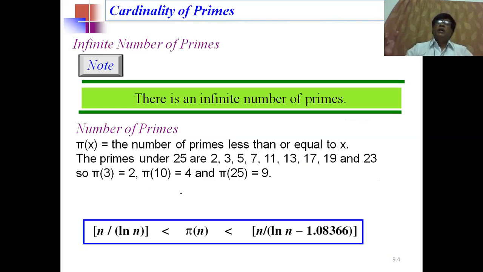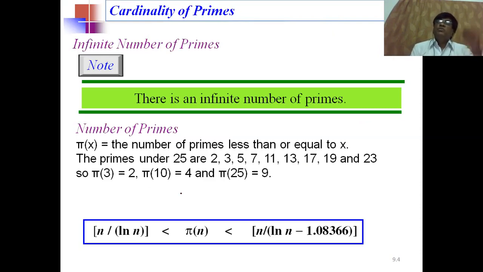Generally, prime numbers are infinite. There are infinitely many prime numbers because there are infinitely many integers. So that's why prime numbers are also infinite. These are not finite. So we have infinite prime numbers.